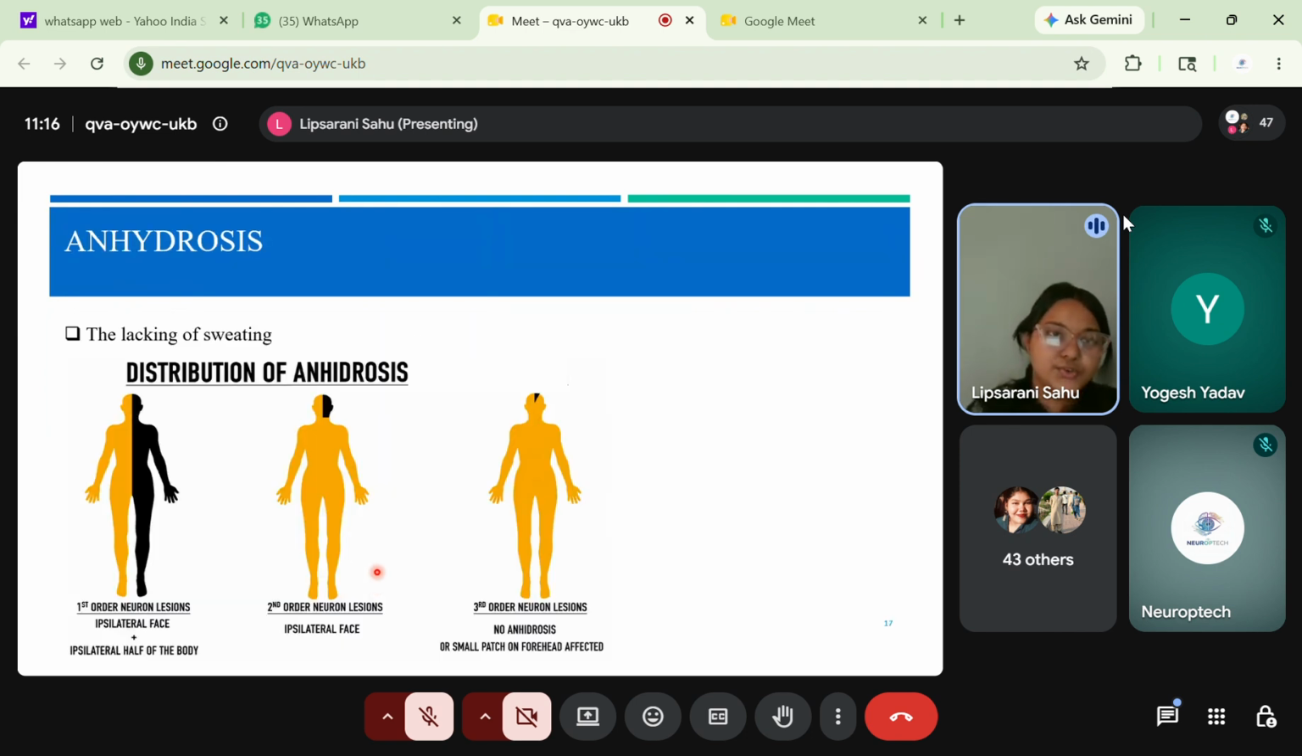Then anhidrosis. Anhidrosis is nothing but the lack of sweating. There are three types of anhidrosis that can be seen in a Horner syndrome patient. If there is a first order neuron lesion, the ipsilateral face with the ipsilateral half of the body can be affected. In a second order neuron lesion, the ipsilateral face will be affected, and in a third order lesion, there will be no anhidrosis or small patches on the forehead will be affected.